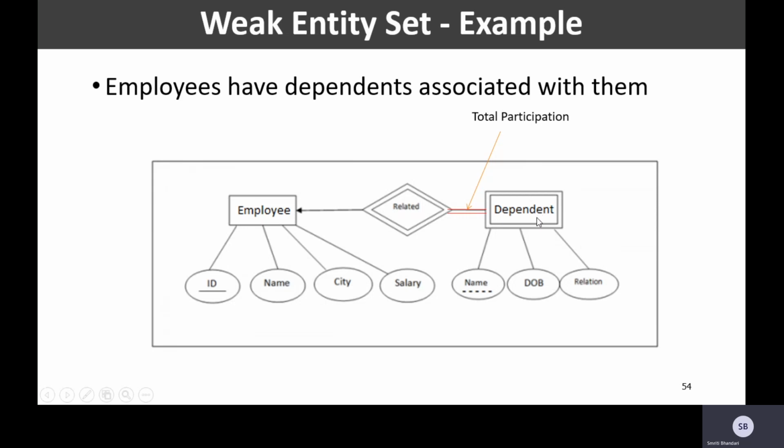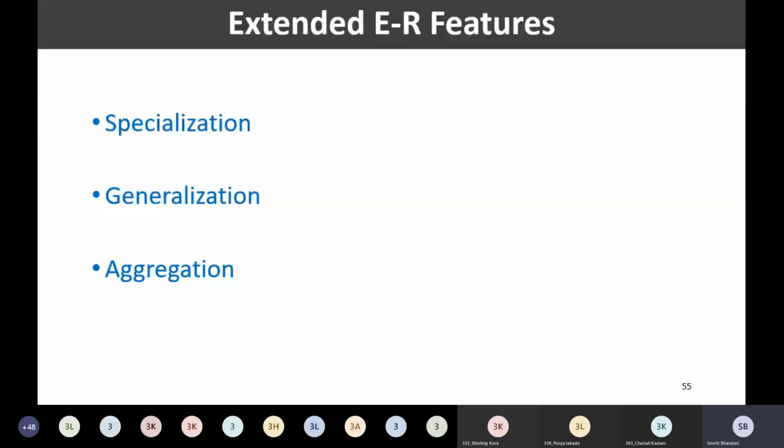So please note a small correction here. Dependent is the weak entity set that depends upon the strong entity set, that is employee, via the identifying relationship set related. So here the participation of dependent in the identifying relationship set related must be total participation. So please note that the weak entity set participates in the identifying relationship set with the total participation.